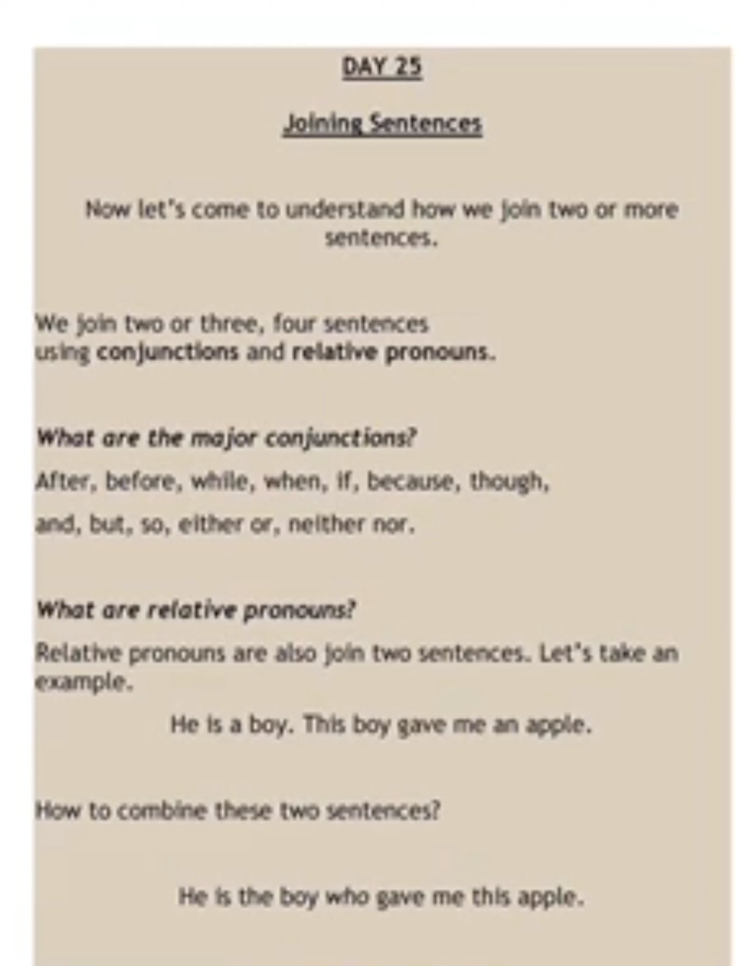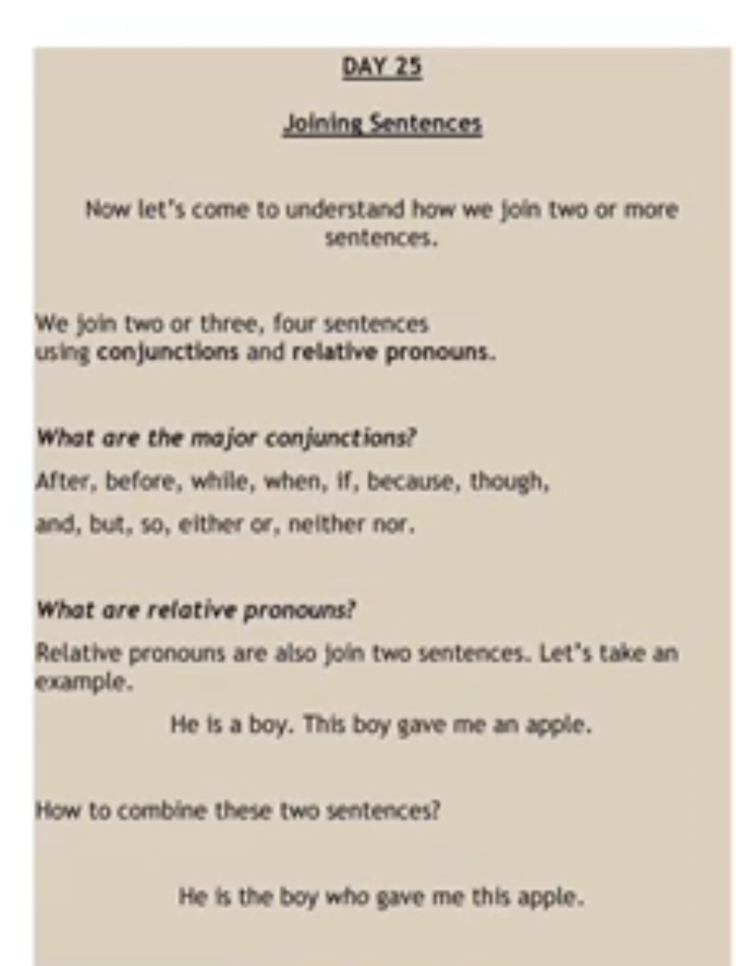Most of these conjunctions are quite straightforward and you know how to use them. After is about time, before is about time, while is when some action is going on. When is at that time, for example, when I came to the house, I got a call. If is condition, because is reason, though is in spite of, and literally joins two sentences, but is concession, and so, either or, neither nor. So these are the main conjunctions. We'll be seeing many sentences in the exercises that follow.